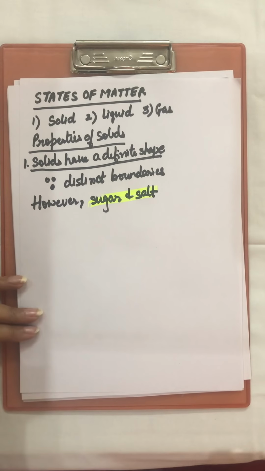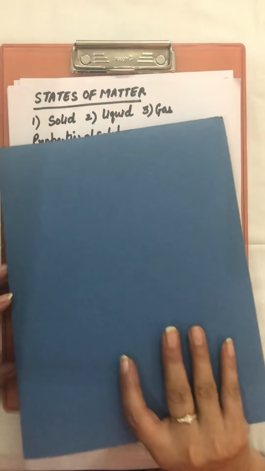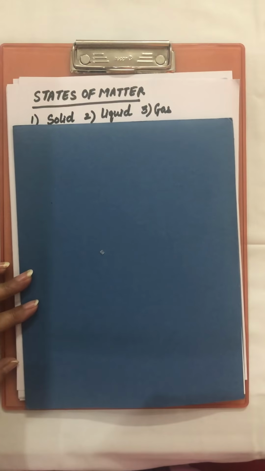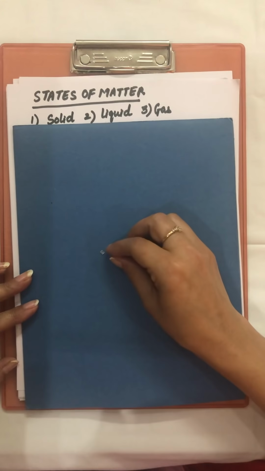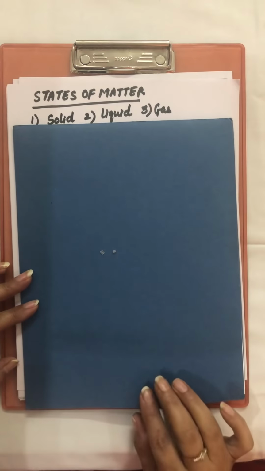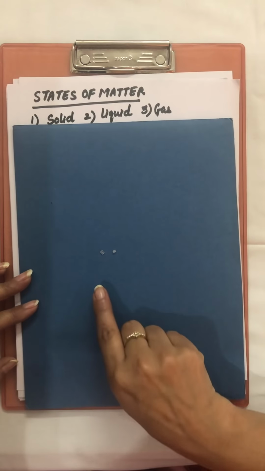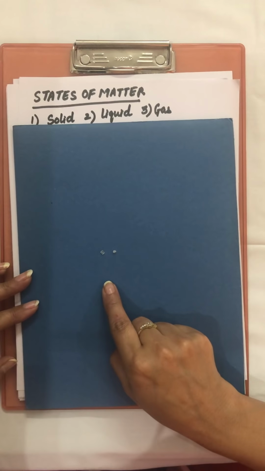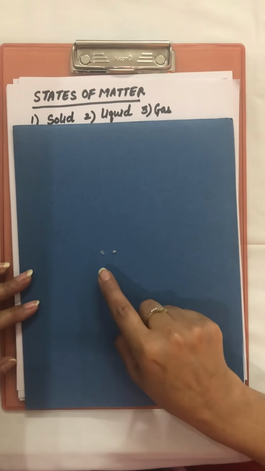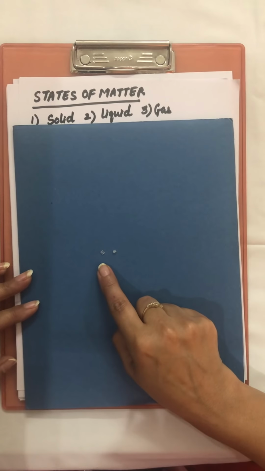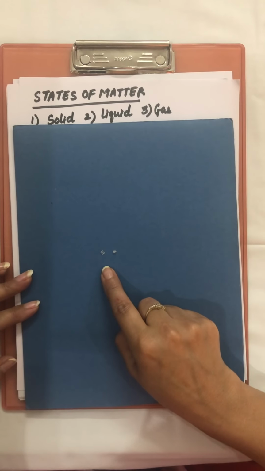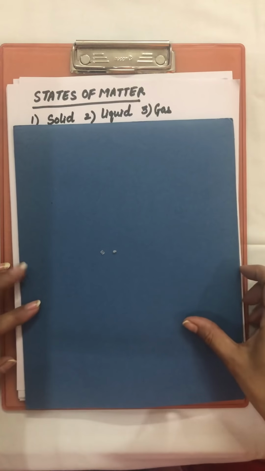Answer is because the shape of the individual sugar particle, one individual sugar or salt crystal, its shape will remain fixed, whether we take it in a hand, put it in a plate or in a jar. So if the individual particle's shape will remain the same, then this is considered as a solid. No matter, it will take up the shape of the container in which we are putting it.